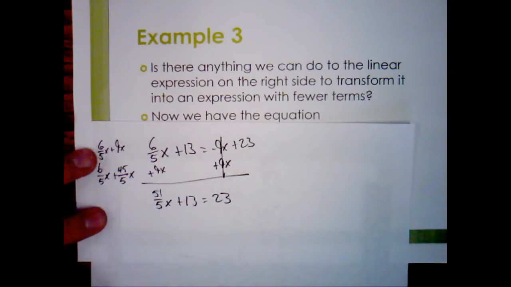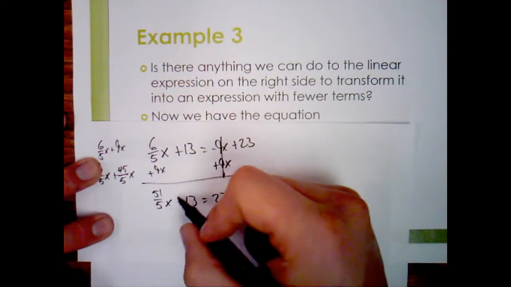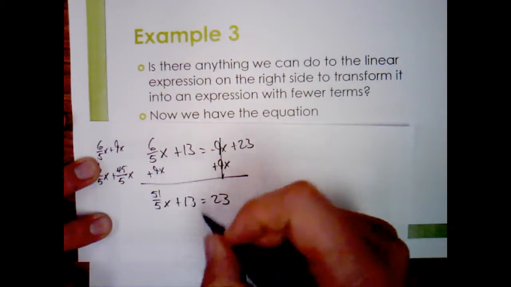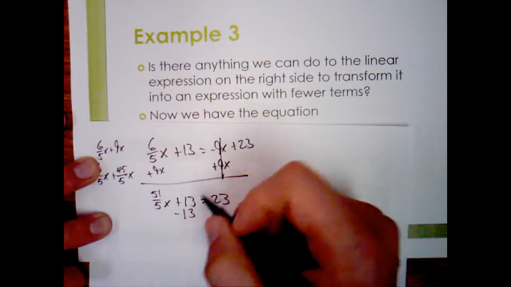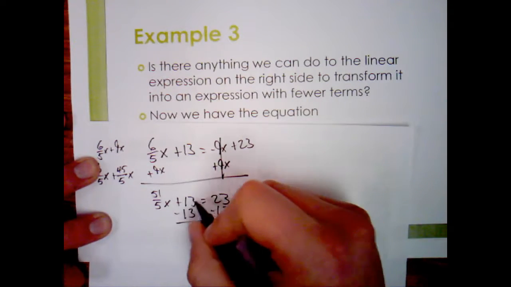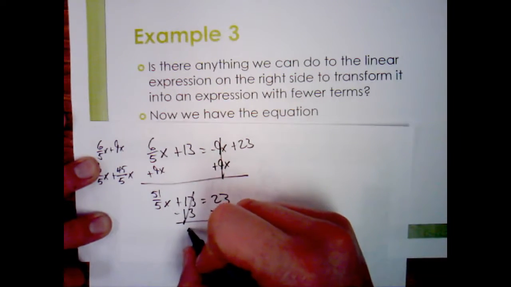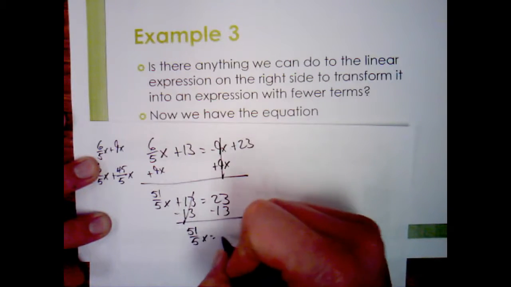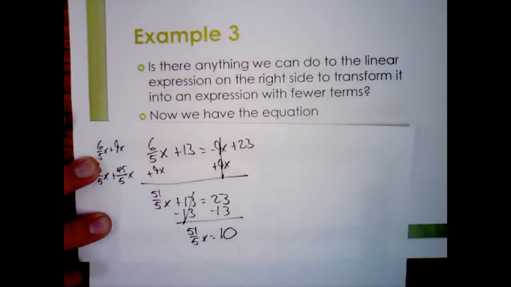Now again, I want to get x by itself, so I need to get rid of this 13. It's a plus 13. The inverse operation to addition is subtraction. Whatever I do to the left side, I need to do to the right side. So I subtract 13 from both sides. I have 51 over 5x is equal to 10.